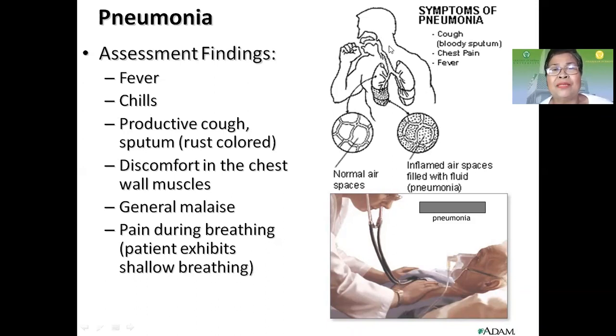Okay? So pagdating dito sa lungs, ayan, no? So there'll be, ayan yung ating inflamed air spaces filled with fluid. Okay? Whereas ito yung ating normal, no? On the left side, ito yung ating normal air spaces. Again, the manifestations are that of cough, bloody sputum, chest pain, may lagnat. Okay? Siyempre, pag may lagnat, there's general malaise, chest discomfort. All right.